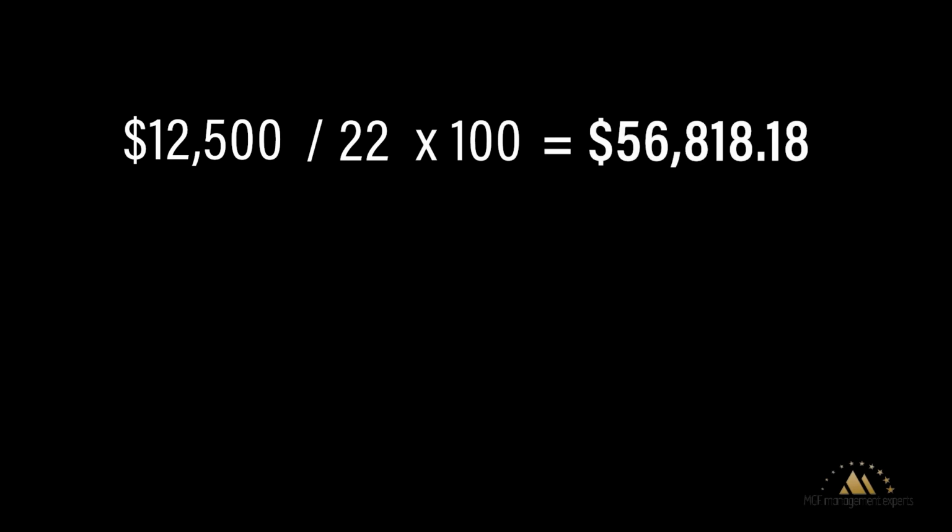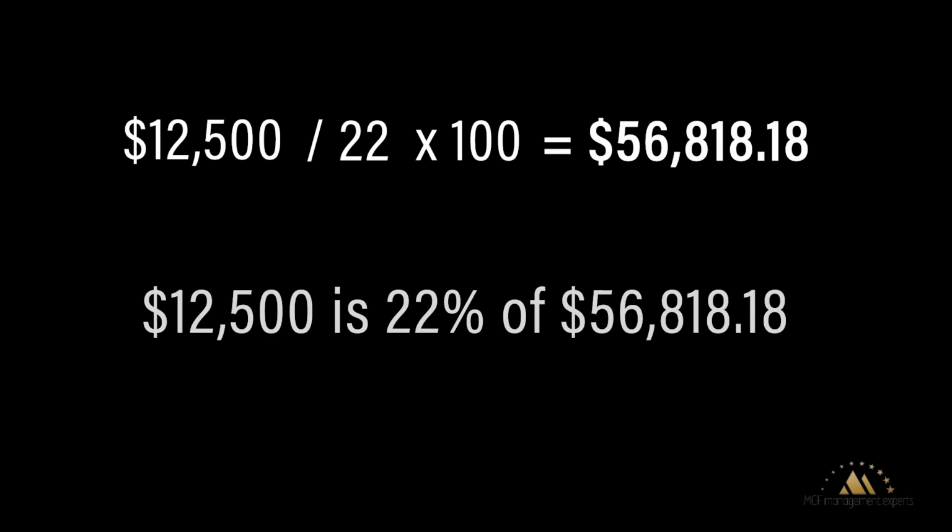So now, if we do the numbers on this and we work out this associate's viability point, how would that look? Well, $12,500 a month is 22% of $56,818.18. That's what their guaranteed pay of $12,500 a month is 22% of. So almost $57,000. So let's take a look at this here.